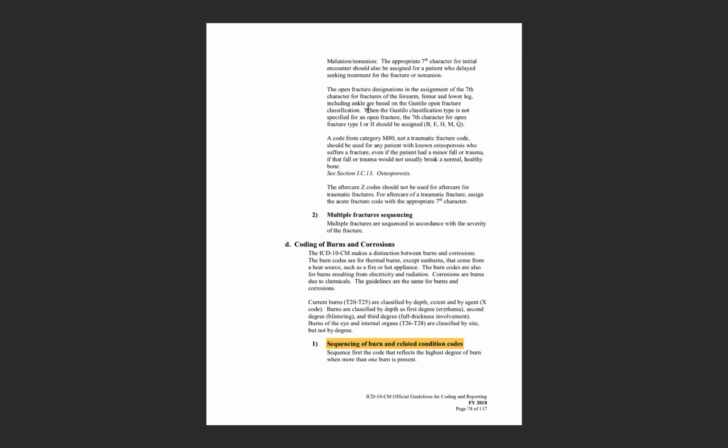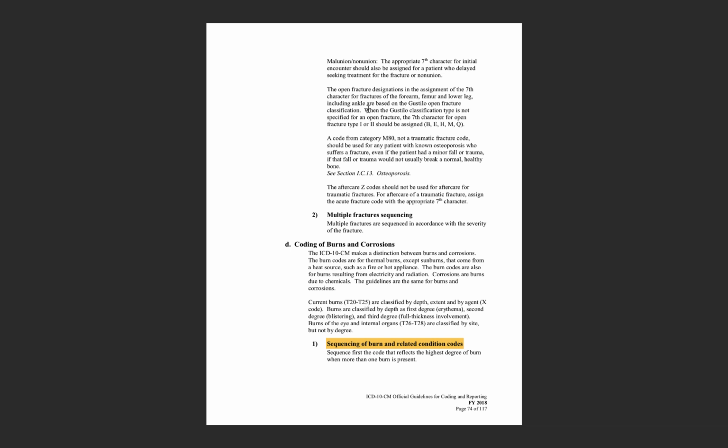Now let's talk about coding burns and corrosions. ICD-10 makes a distinction between a burn and a corrosion. The burn codes are for thermal burns, so heat, except sunburns, and come from a heat source such as a fire or a hot appliance. The burn codes are also for burns resulting from electricity or radiation. Corrosions are burns due to chemicals. So think corrosion of a battery, think of corrosion chemicals.